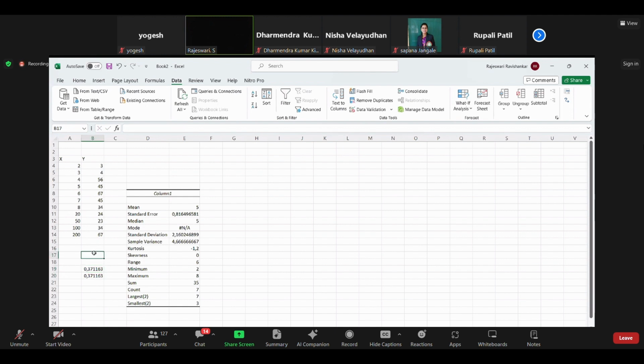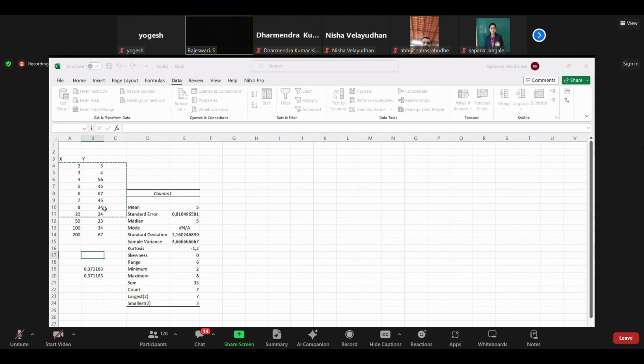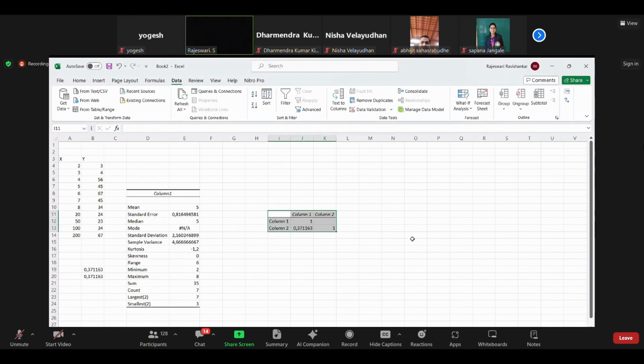Clear? So this is one way. Another way is I can also go to data analysis. Here I have an option of correlation. I can click on this. It will ask me what the input range is. This is my input range. Output range, I can give it in the same column. So I want it here. Give OK. Clear? Any doubts? So from the formulas also I can put correlation, and from the data analysis also I can.